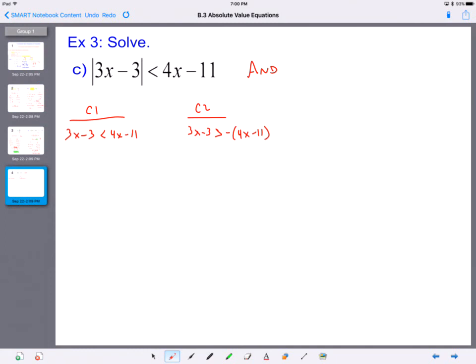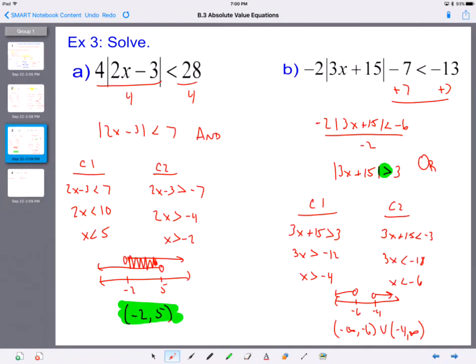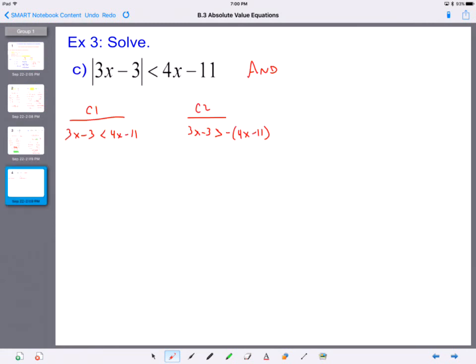Okay, look at the less than that we did originally, which is the first one. So when it was less than 7, we wanted values that were less than 7, and then we wanted values that were greater than negative 7. So I did exactly the same thing. I wanted values that were less than 4x minus 11, but then I wanted values that were greater than its opposite. And now we go ahead and solve these two.